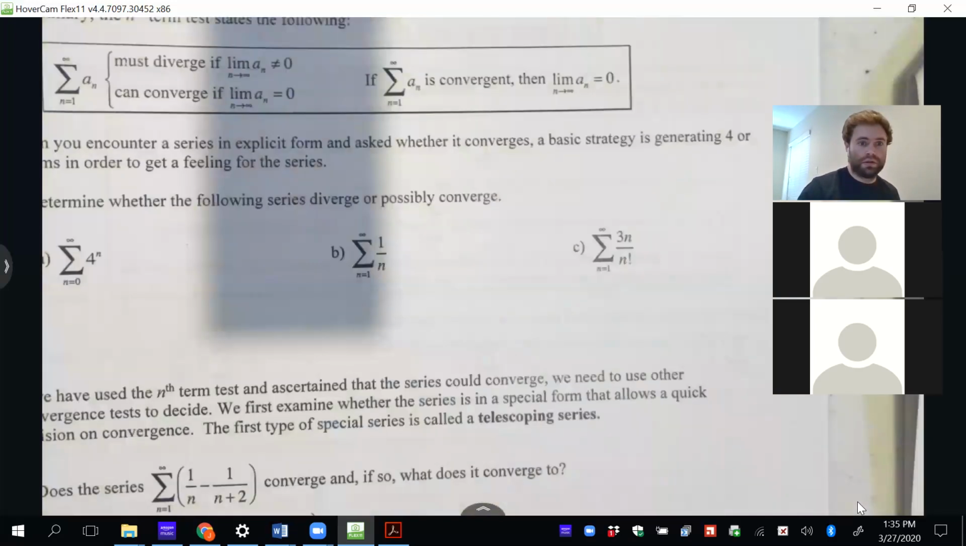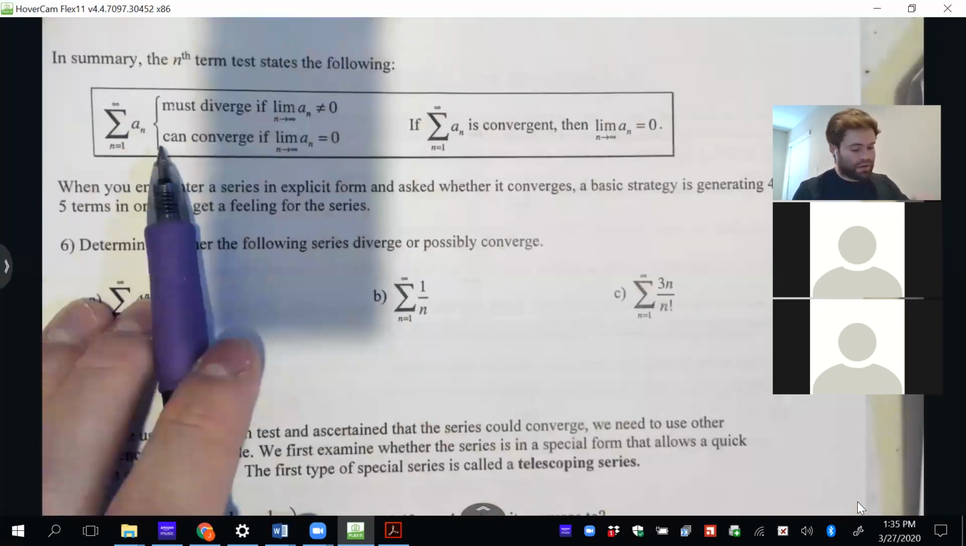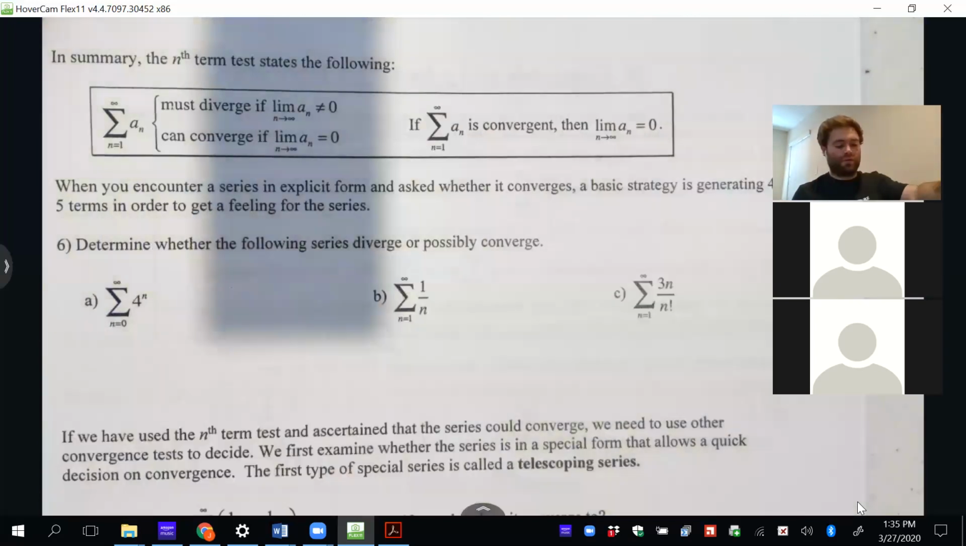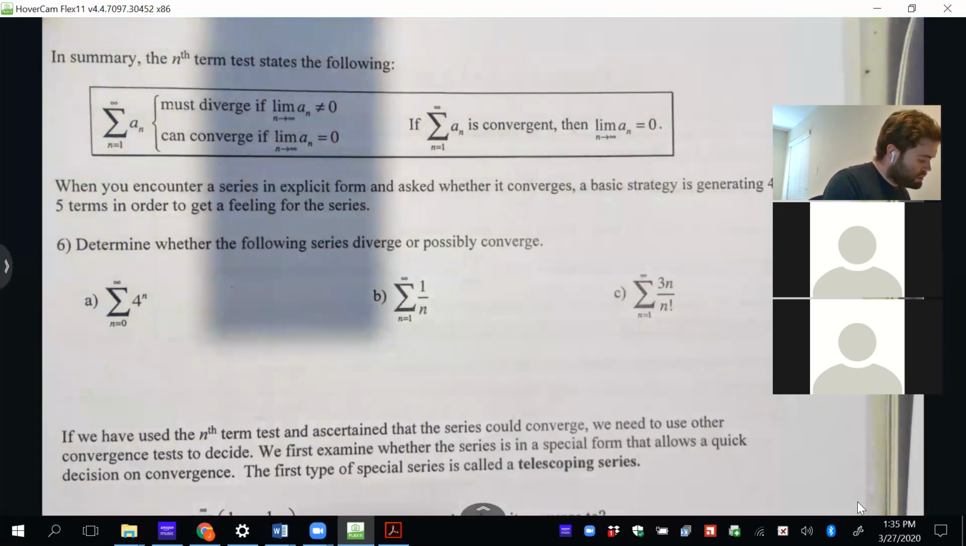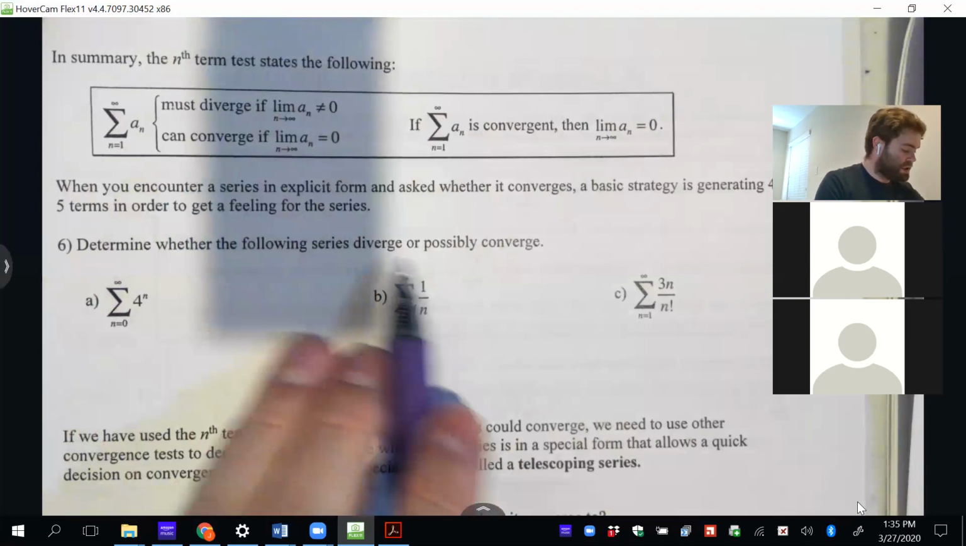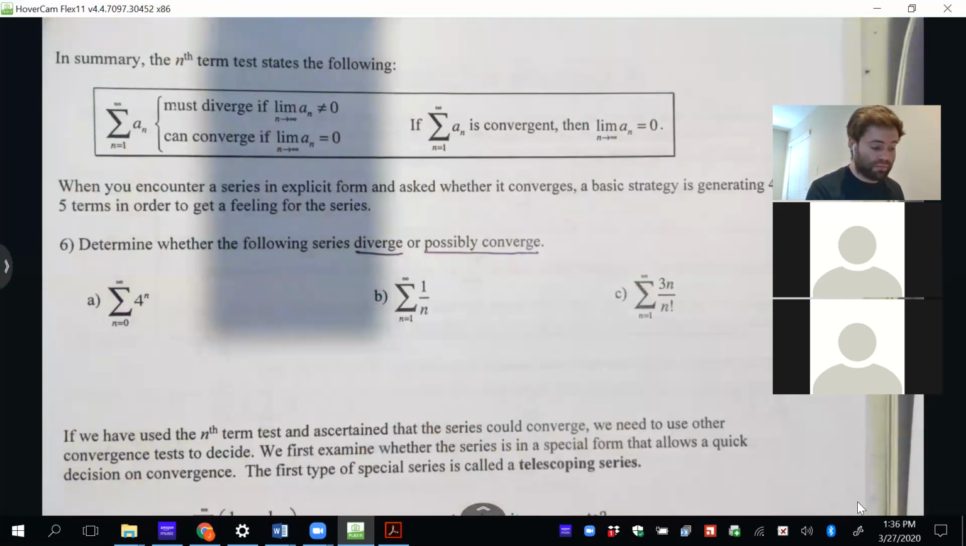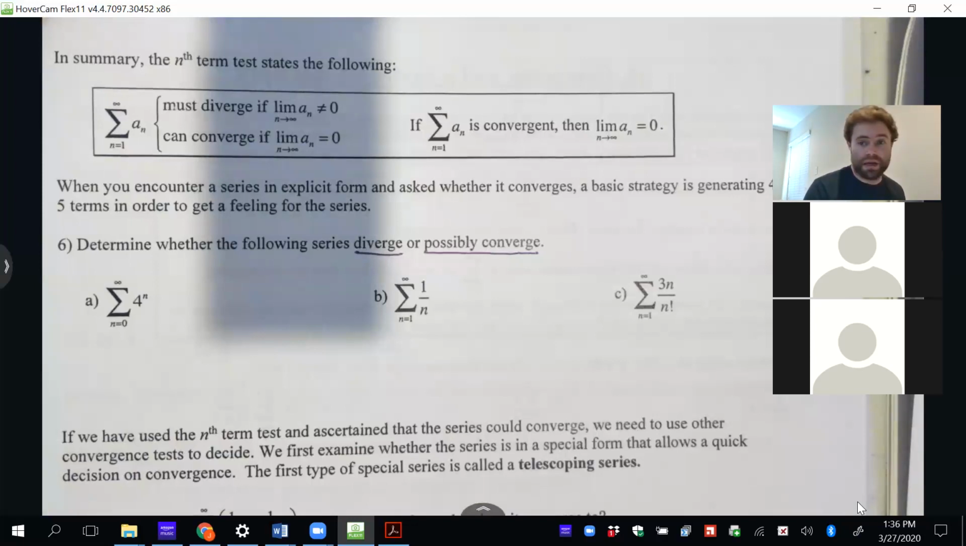So let's look at how this is applied. Again, Nth Term Test is also right there. We're just determining whether the following series diverges or possibly converges. Those are the two options if we're using the Nth Term Test. The Nth Term Test can be used pretty much anytime, but it only tells us whether it for sure diverges. If it doesn't automatically tell us that it diverges, we still haven't answered the question, because we're always wondering whether it converges or diverges.